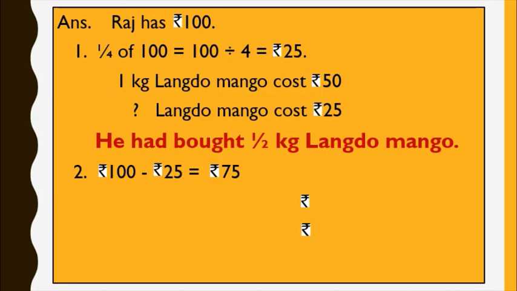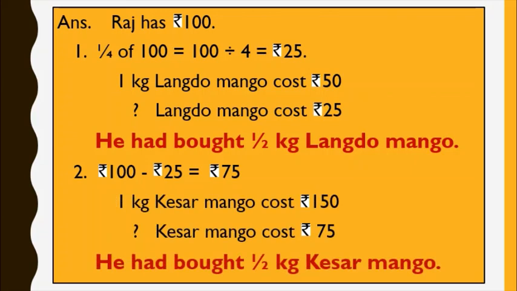Now it is given that rest of the amount he used for buying Kesar mango. Total money he has rupees 100. 25 rupees he has used for buying Langdo mango. So 100 minus 25, 75 rupees are still left with him. We know that 1 kg Kesar mango costs rupees 150. But he has only 75 rupees. So half of 150 is 75 and half of 1 kg is half kg. So he has bought half kg of Kesar mango for rupees 75.